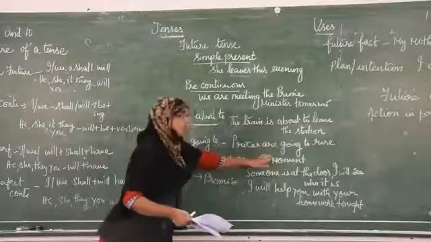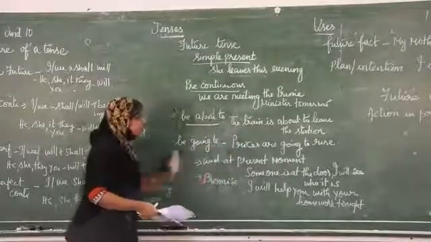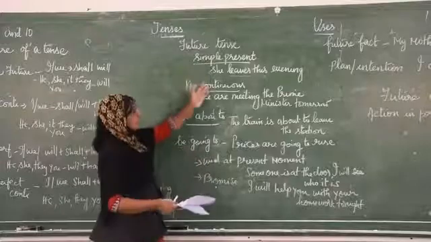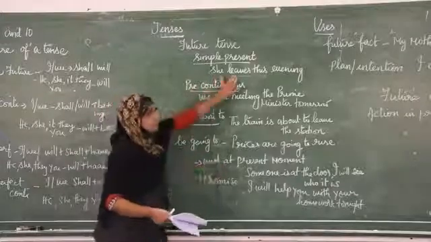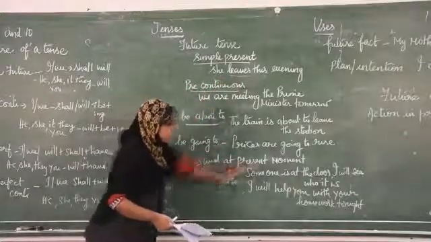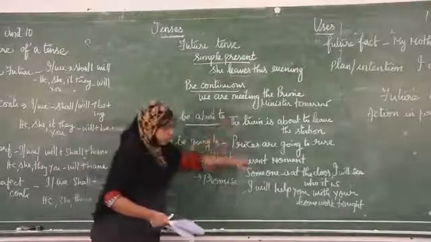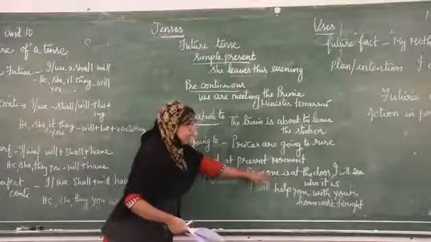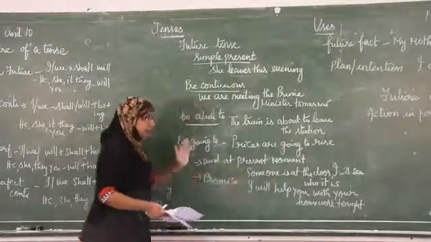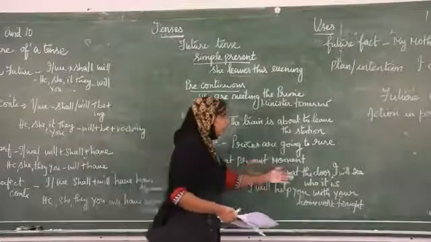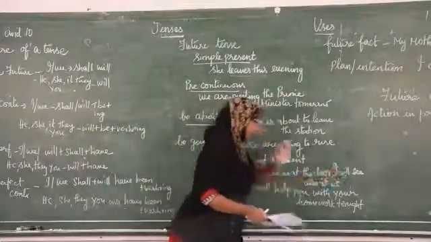Plan or intention here. Then it is used at present moment, as I told you. She leaves this evening, same thing. Someone is at the door. Though the verb is in present form, it still refers to future tense. So what will you be doing? I will see who it is.